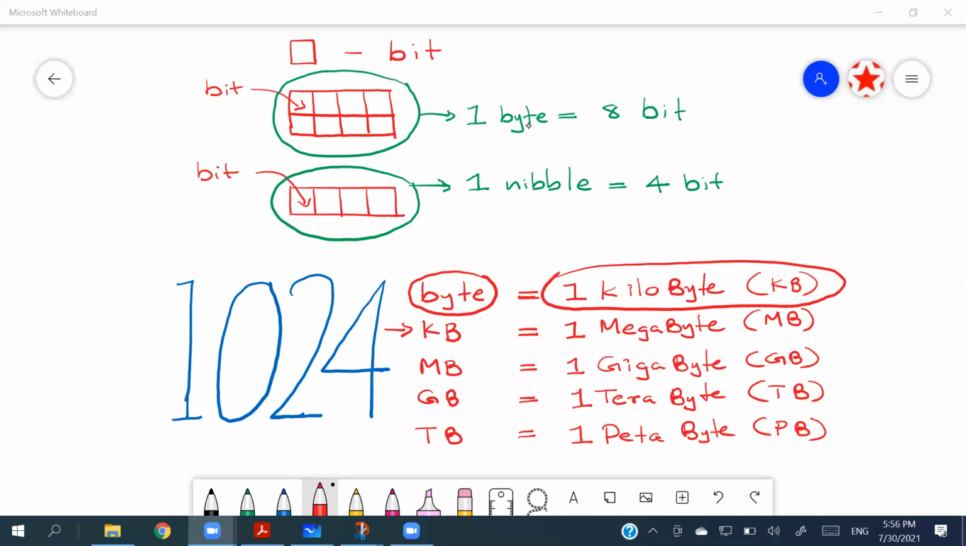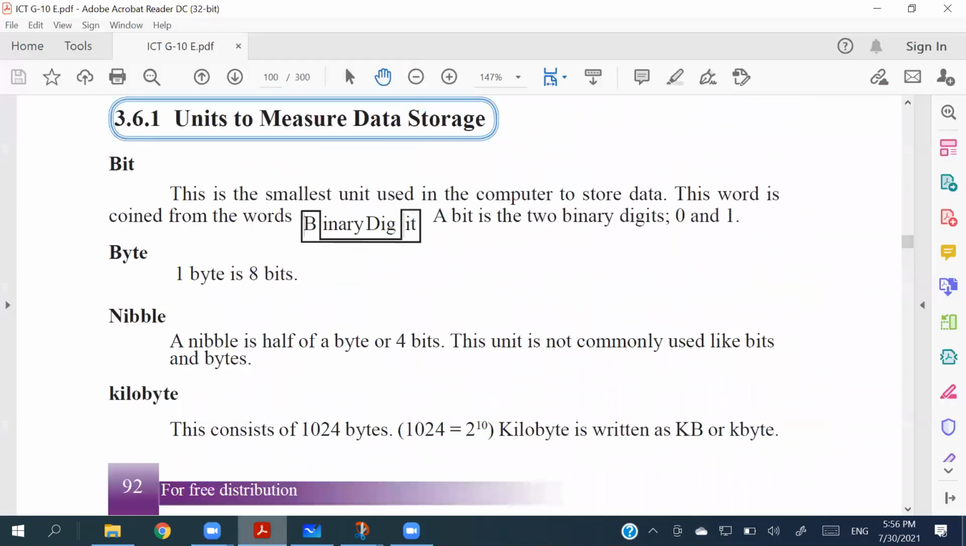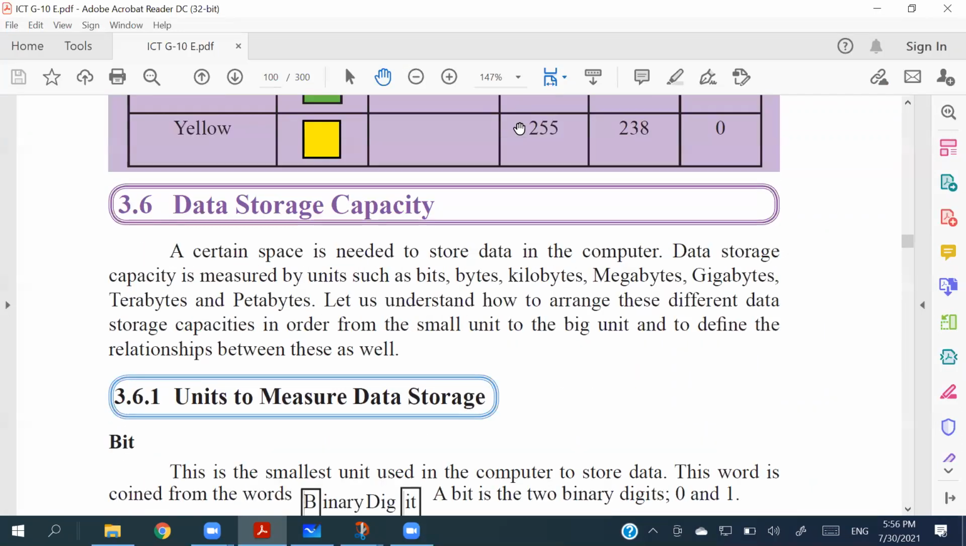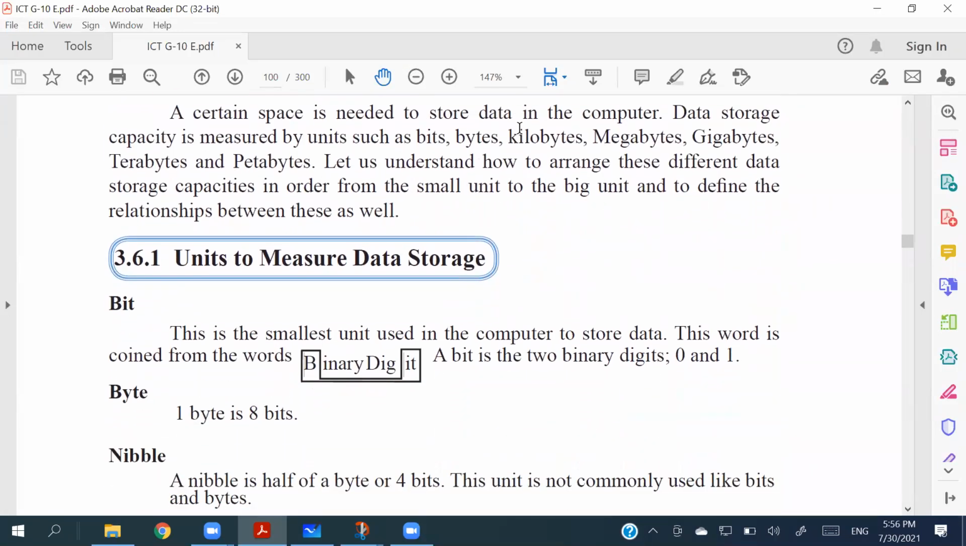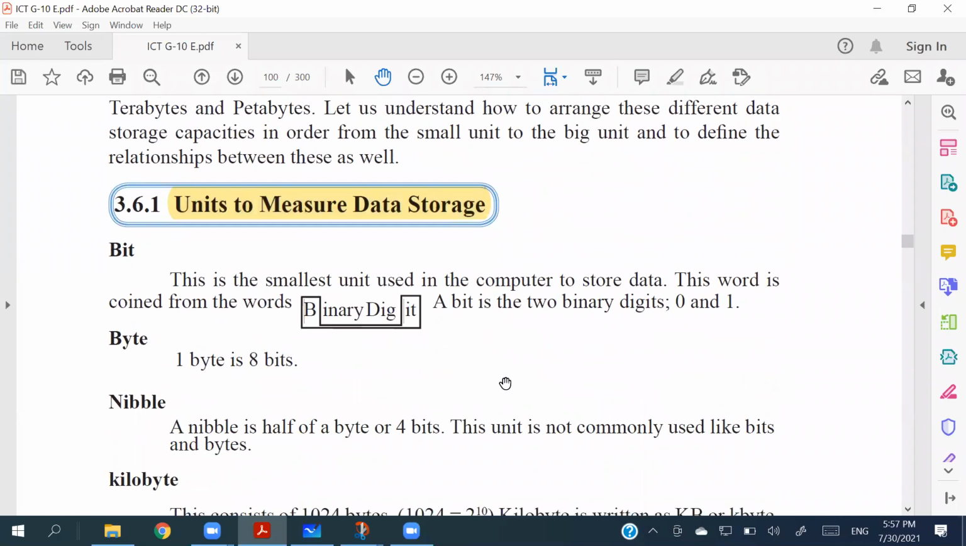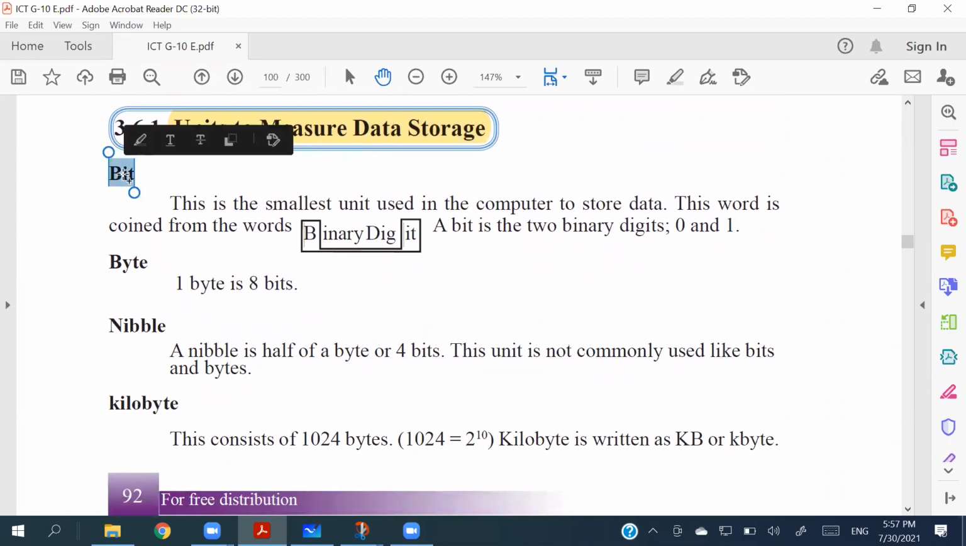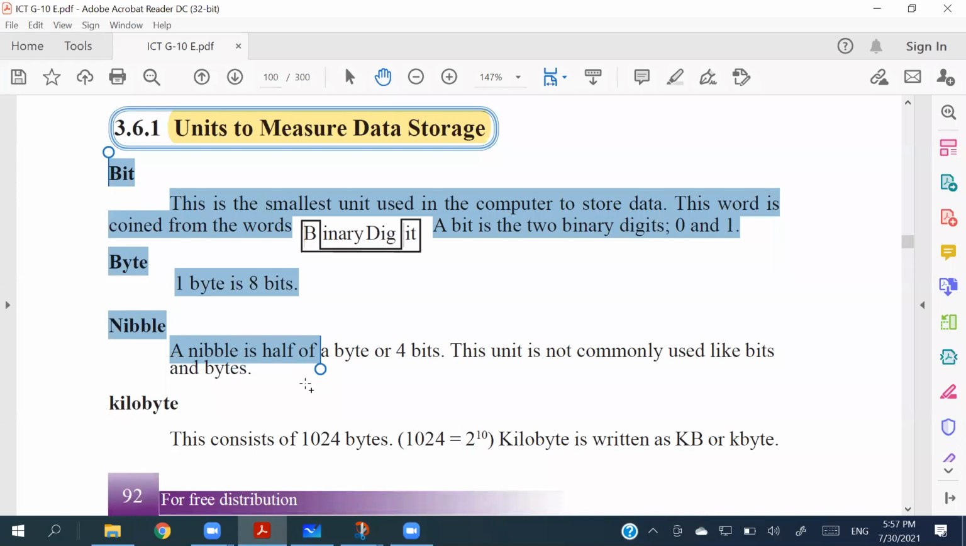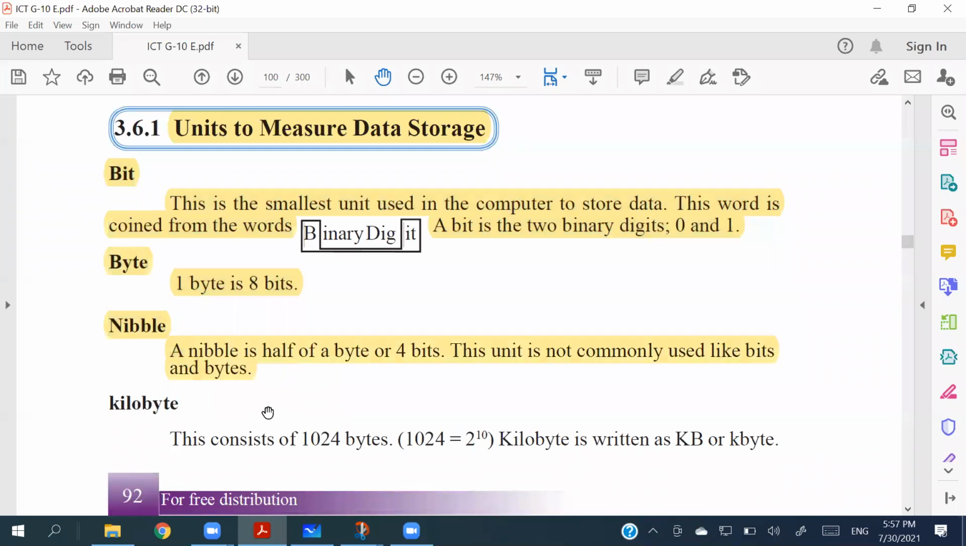All right, great. So let's put this into our notebooks. First of all, you really don't need to write about data storage capacity and all these things. You can go with this: Units to measure data storage. That's going to be your topic. And it's better you write about bit, byte, and nibble. Once you are done with it, let's go for the diagram. Let me know when you are done.